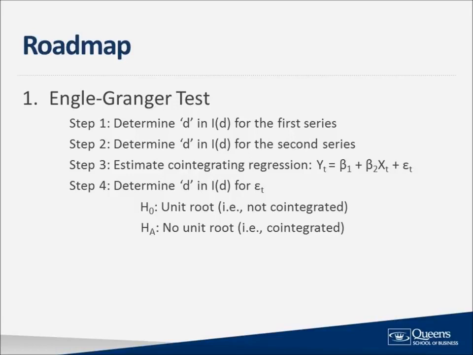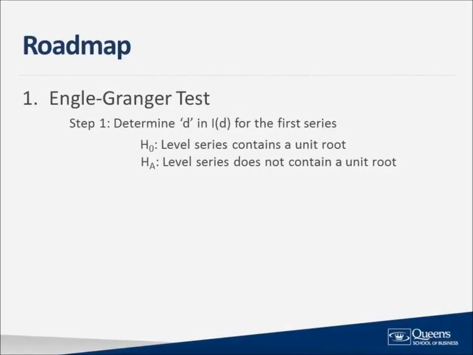Now, let's go to the Gretl main screen and complete the first step, which is to determine d for the first variable. We are going to use the ADF unit root test to determine d for the two crude oil price series. The null hypothesis for the ADF unit root test is that the series contains a unit root, against the alternative that the series does not contain a unit root.